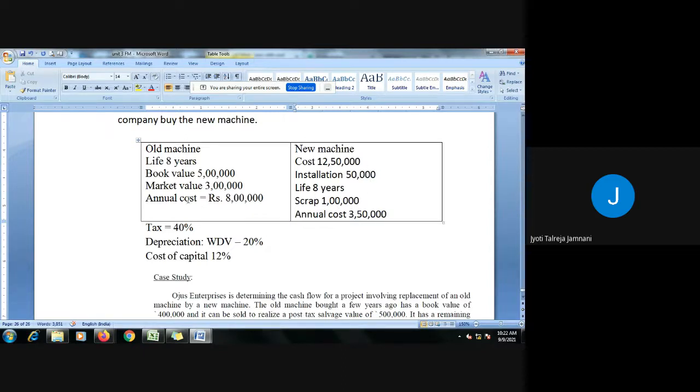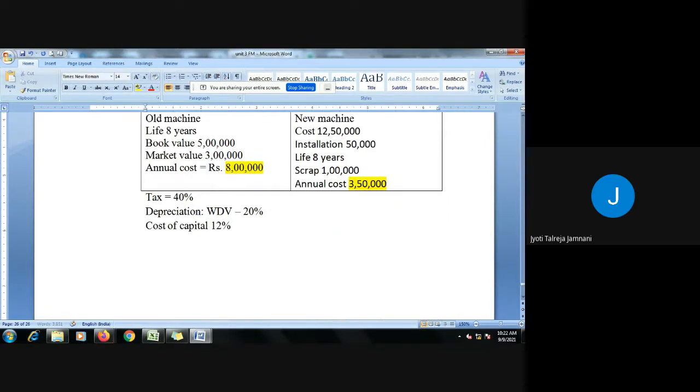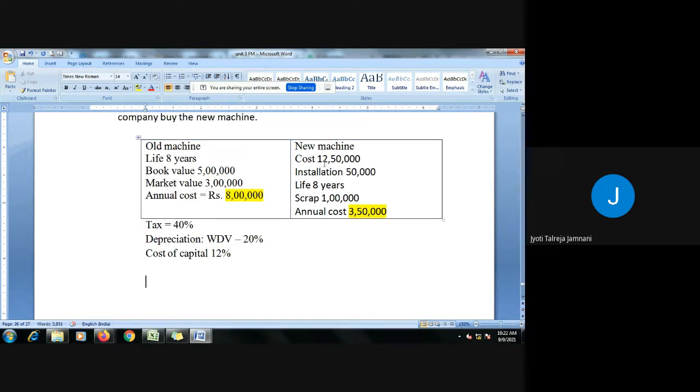Now, when you use the old machine, your yearly cost of manufacturing is 8 lakh. But if you use the new machine, your yearly cost of manufacturing is 3 lakh 50. So looking at this only, we feel new machine is better because here the cost is 8 lakh. And if we are taking the new machine, we are spending only 3 lakh 50 in manufacturing. So we are saving. But only looking at this, we cannot take the decision. We need to find the cash flows of the new machine and then find its NPV to see whether the NPV is positive and we can invest in this new machine or not.